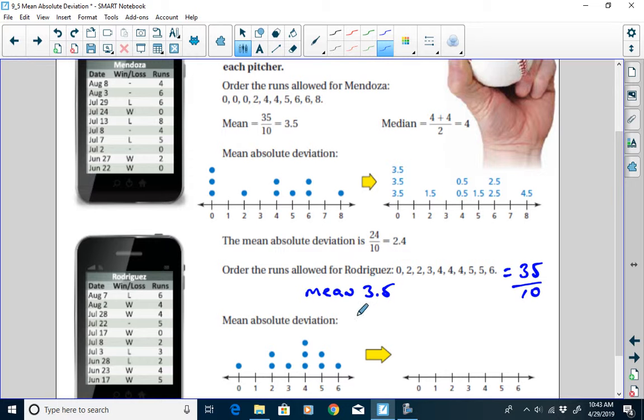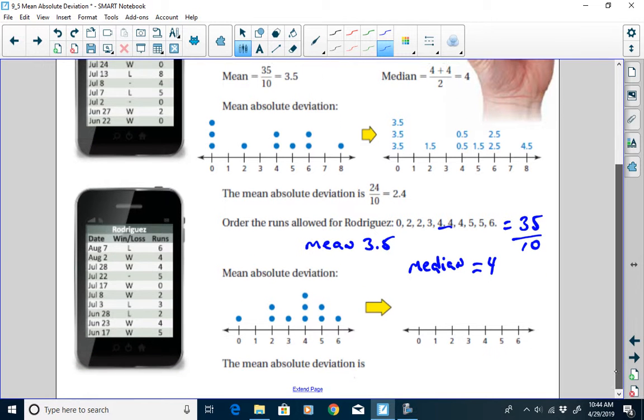So if we're looking at a measure of center, the mean is going to be 3.5. And the median is going to be what? The 2 middle numbers here, because we have 4 less than that and 4 greater than that. So we also have a median of 4 for Rodriguez. If we're looking at our measures of center, the mean is the same for each pitcher, and the median is the same for each pitcher. So just judging using measures of center, it looks like both pitchers are the same. We get the same data for both pitchers.